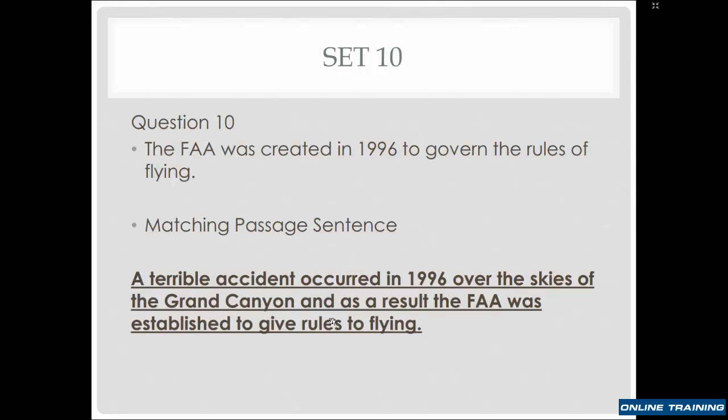A terrible accident occurred in 1996 over the skies of the Grand Canyon, and as a result, the FAA was established. So our passage sentence says that the FAA was established because of an accident. All right, a terrible accident occurred in 1996, and as a result, the FAA was established. In our sentence it says the FAA was created in 1996 to govern the rules of flying. All right, so what do you think the answer is here?